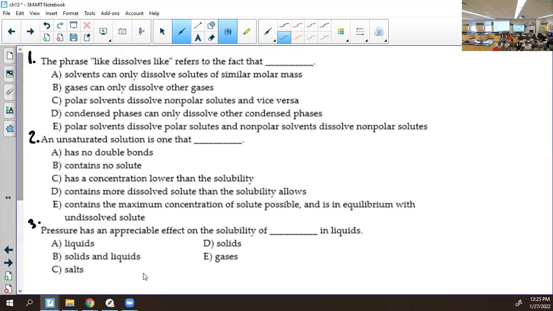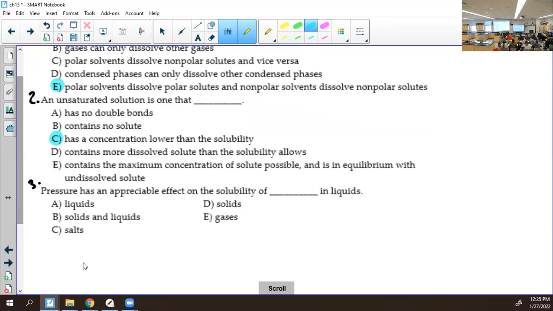So number 1, I'm going to start at the bottom. Who thinks it's E? Raise your hands. Good, because it is. I wrote it down. All right, that was a spoiler alert. An unsaturated solution is one that, yada yada yada. Tons of bio people fall for number one. If this said an unsaturated fat is one that has no double bonds, that's correct, but that's not this one. What is it then? C. It's C, which is a super confusing way to say it, but it's what it is.